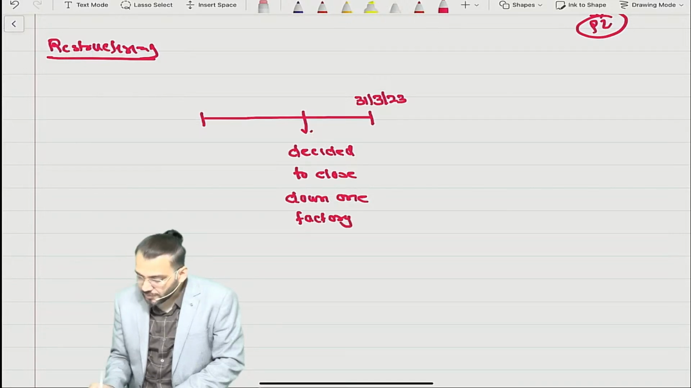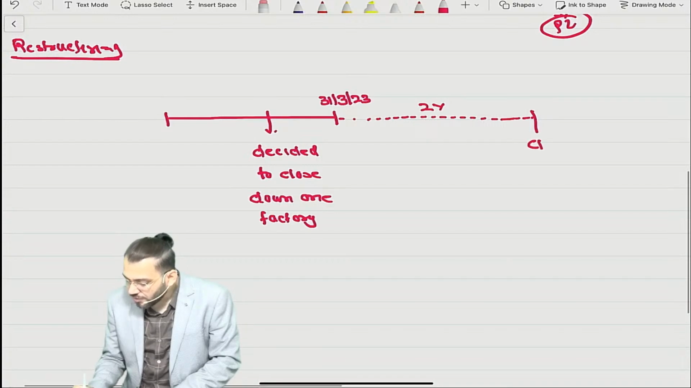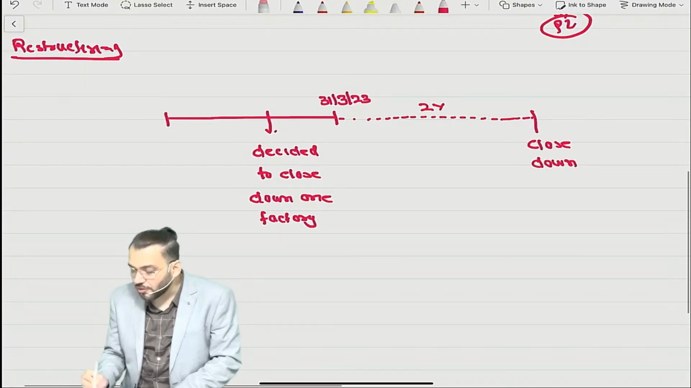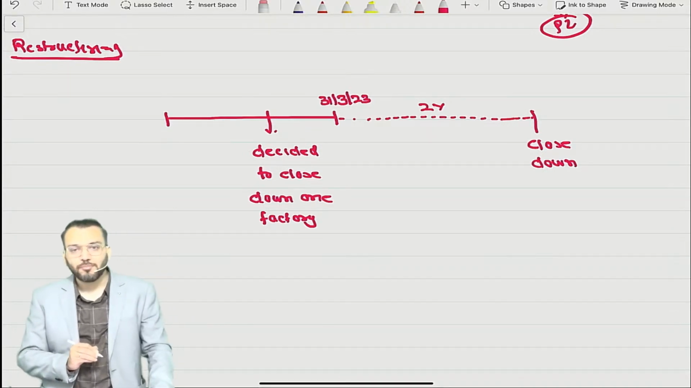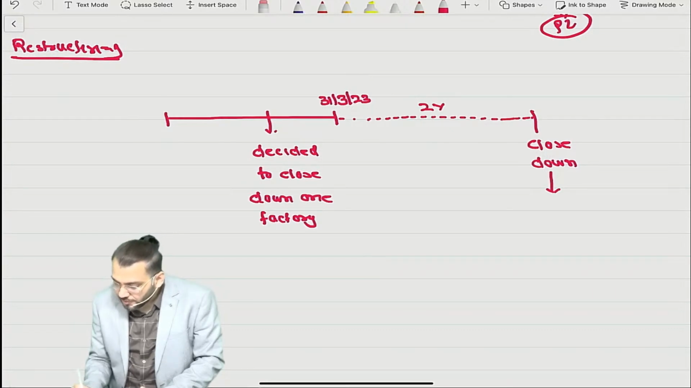Understood? But can I say actual closure will take some time? Suppose after 2 years, actual close down happens. Actual close down will happen after 2 years. Quite possible. And when actual close down happens, we need to incur some restructuring cost.